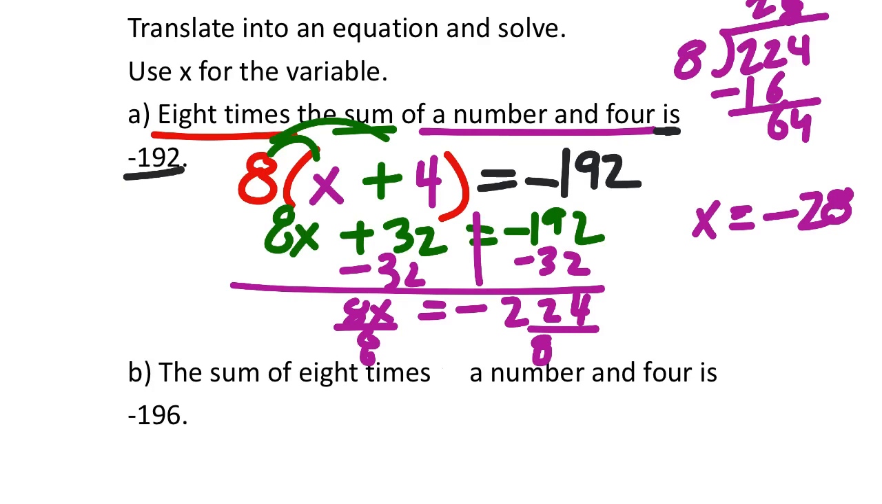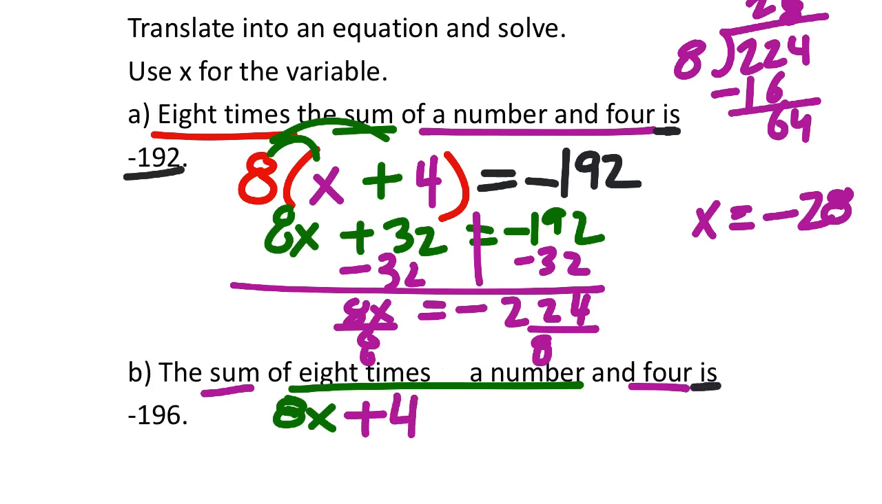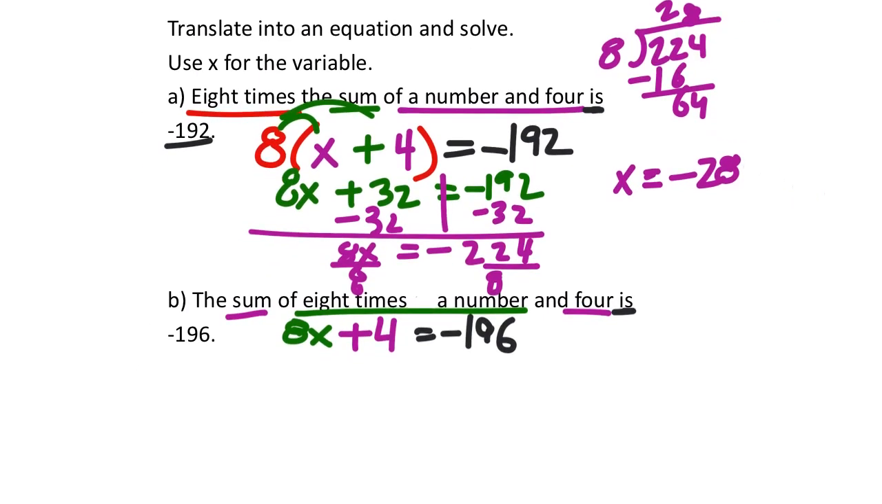So let's go to part B then and consider the difference, okay? So part A, 8 times the sum. B is the sum of 8 times the number. So we got to do 8 times the number there, which is 8x. And it's the sum, so that's addition. Sum with 8x and 4. And there's the keyword is, that is negative 196. So now we have this equation, which we can solve.